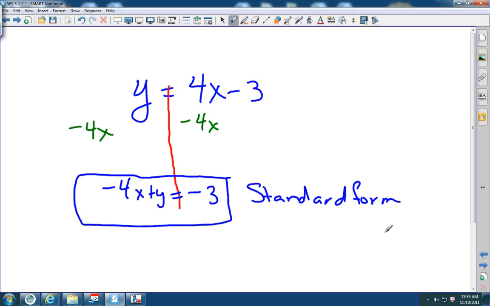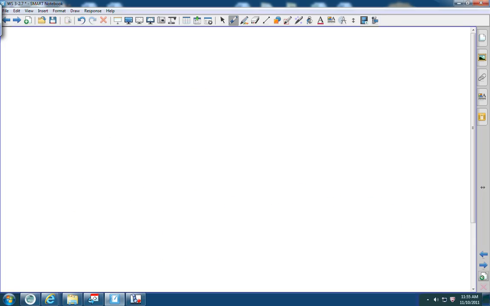Okay? You could write y minus 4x equals negative 3. I mean, the standard form, though, always has the x first. So let's try another one. No, I won't do that one yet. Hold on, we'll do that one in a minute.